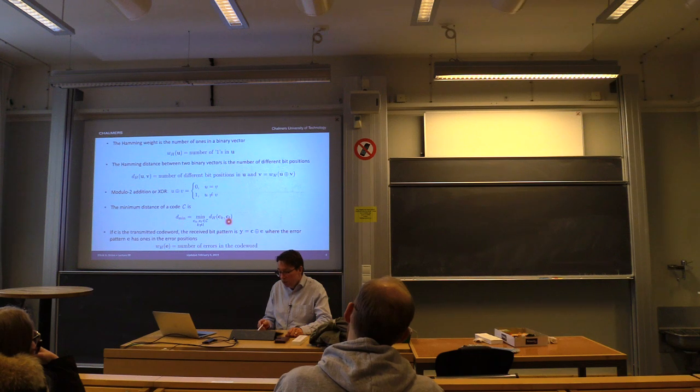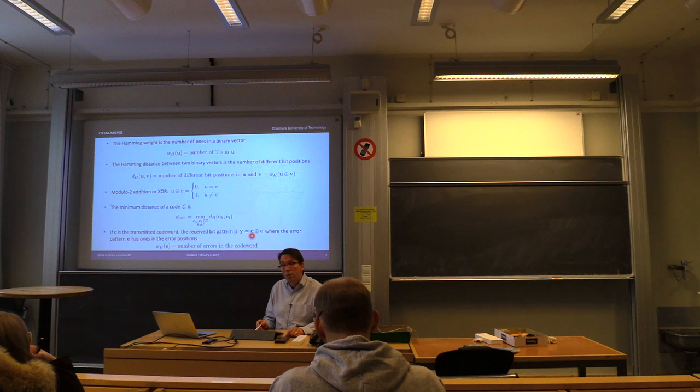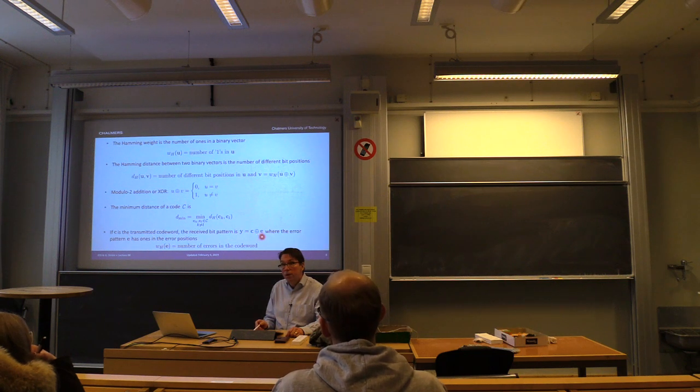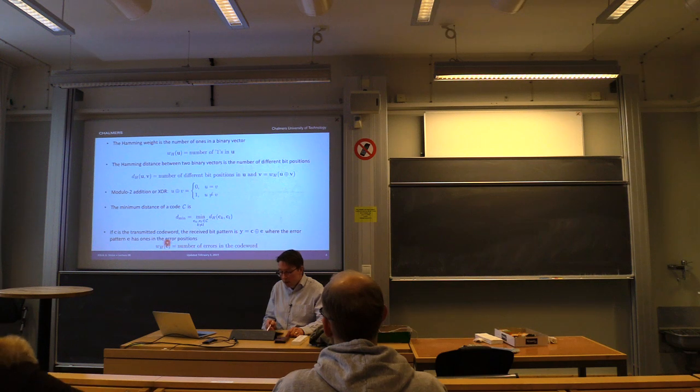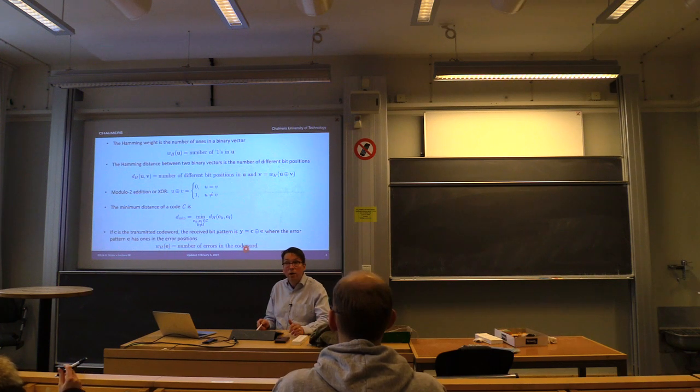So we need to look at two different code words, otherwise the Hamming distance between an object and itself is 0, so that doesn't count here. Okay, so if C is the transmitted code word, the received bits we get at the receiver is the transmitted code word modulo 2 added with the error pattern, where the error pattern has ones in the positions where there are errors in transmission.